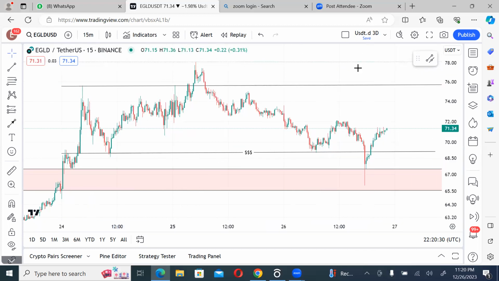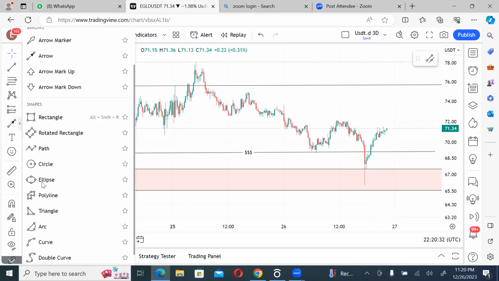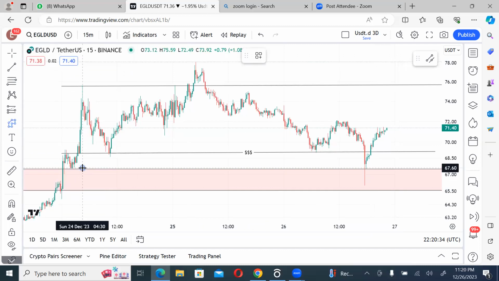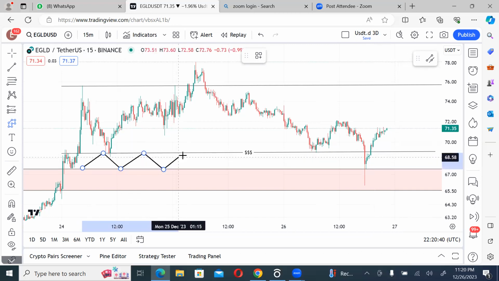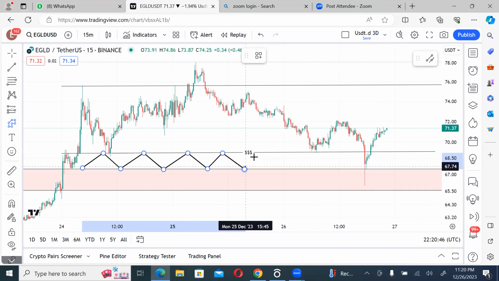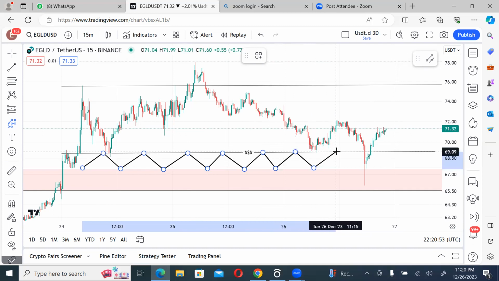Let me just make this visible. So these are stop losses. These areas are what we call the liquidity pool. It's called a liquidity pool. We're going to be seeing lots and lots of stop losses around here.